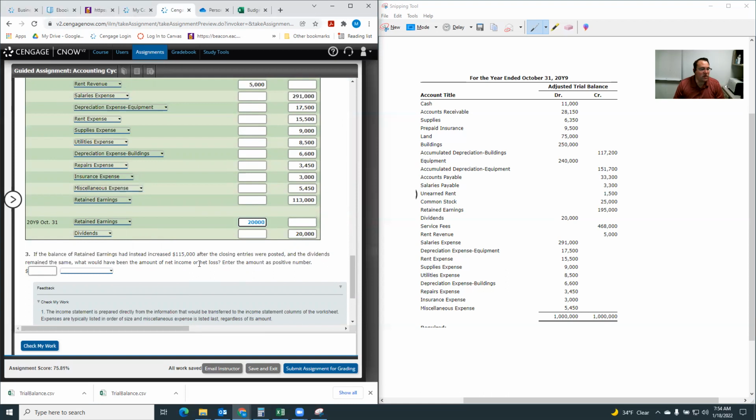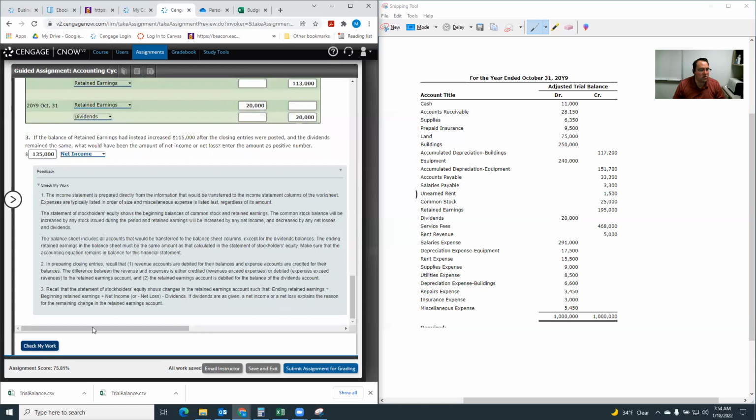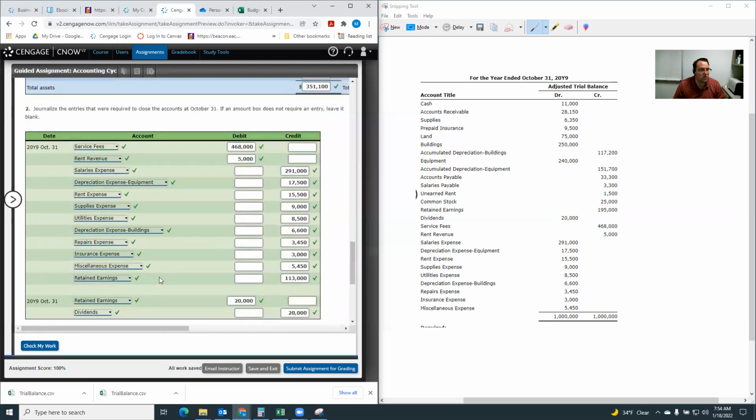So remember, our retained earnings always goes up by net income and down by dividends. So if our retained earnings was going to go up by 115,000 and we had 20,000 in dividends, then we must have had a net income of 20,000 more than 115,000, or 135,000. Check our work, and we're good.